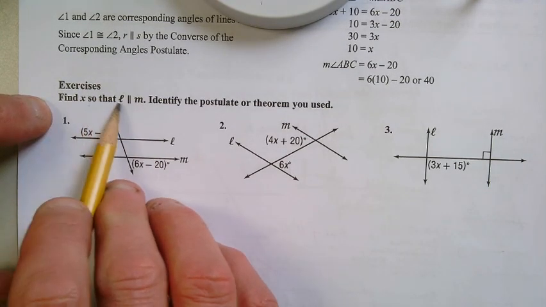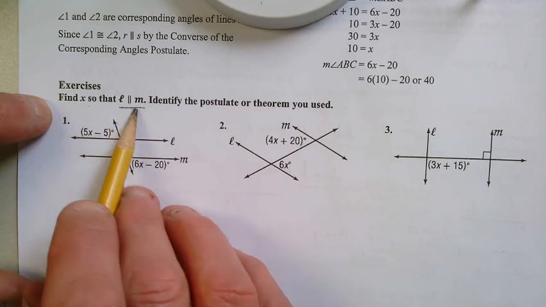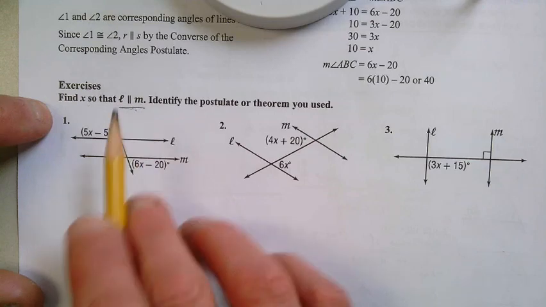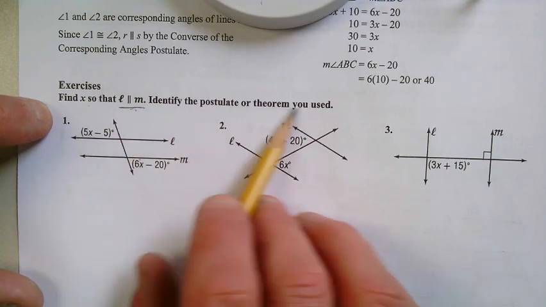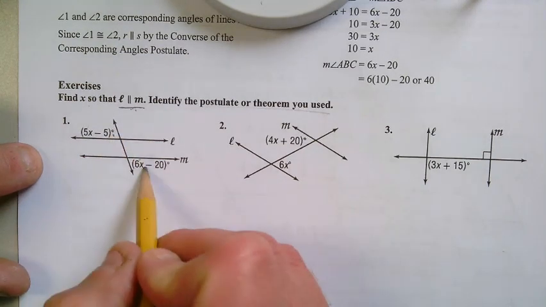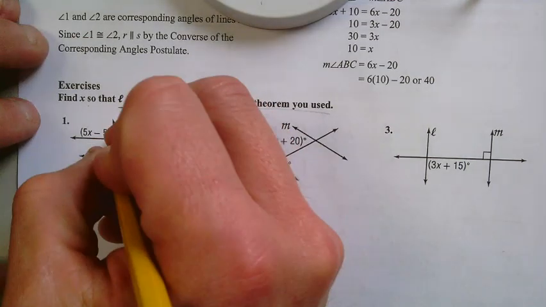Find x so that the lines are parallel. Okay, so we're going to prove the lines to be parallel once we have x. Identify the postulate or theorem used. So what type of angles are these two? Well, these are alternate exterior. And remember, we said if alternate exterior angles are congruent, then lines are parallel from the front side.